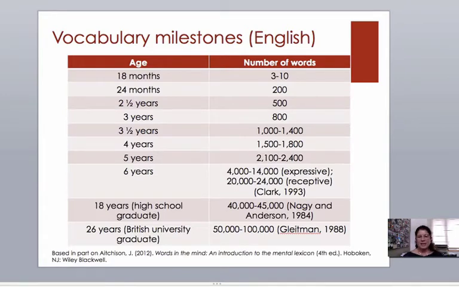And by the time the kid is 6 years old, he'll probably be using 4 to 14,000 words. That's a huge variety, but this has a lot to do with language stimulation in the home as well as in early school contexts and other social contact the kids have. But they understand more than twice as many words as they actually use.